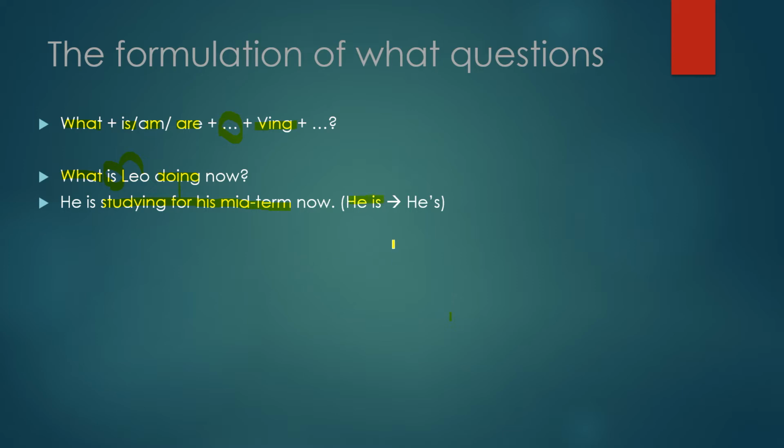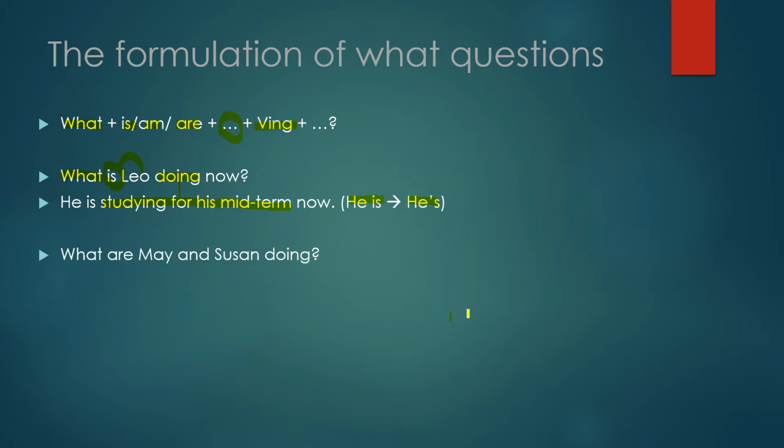And he is, contraction, he's. She is, she's. I am, I'm. You are, you're. We are, we're. They are, they're. That's how you pronounce the contractions.